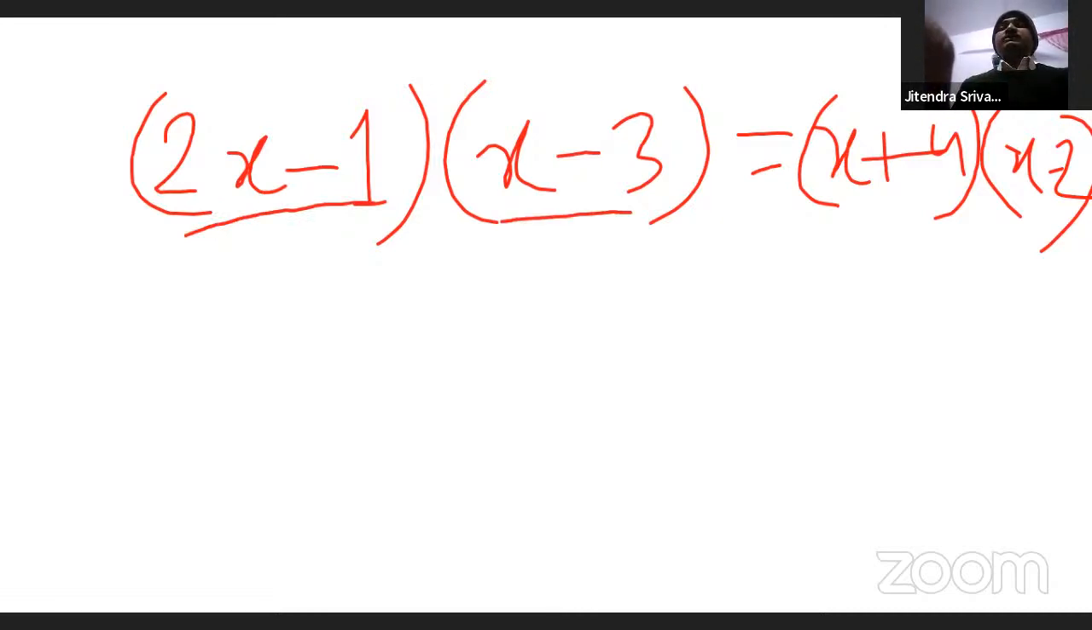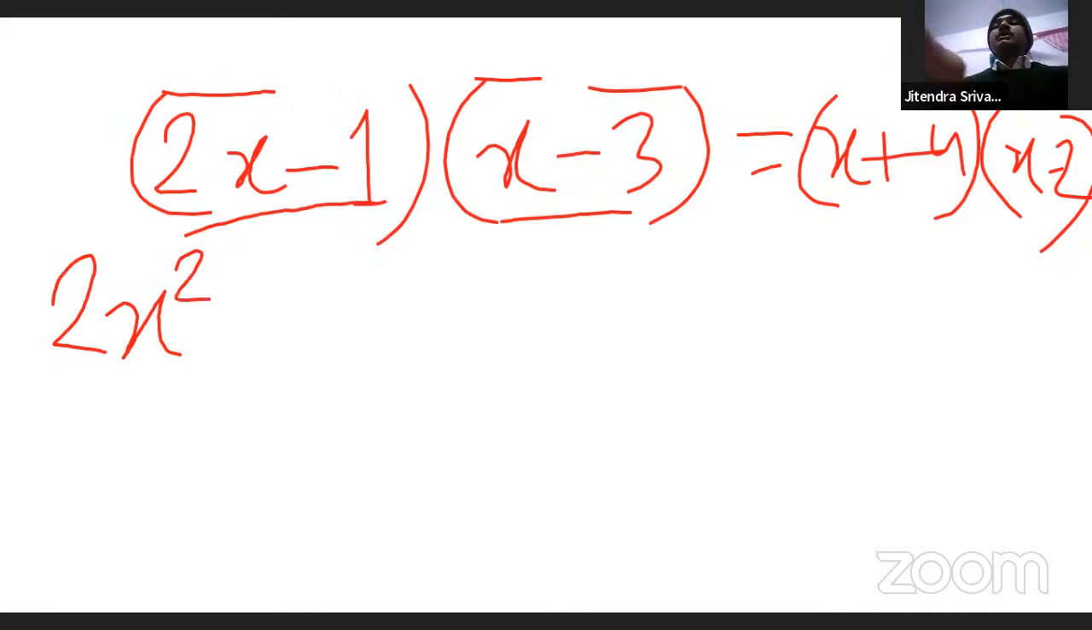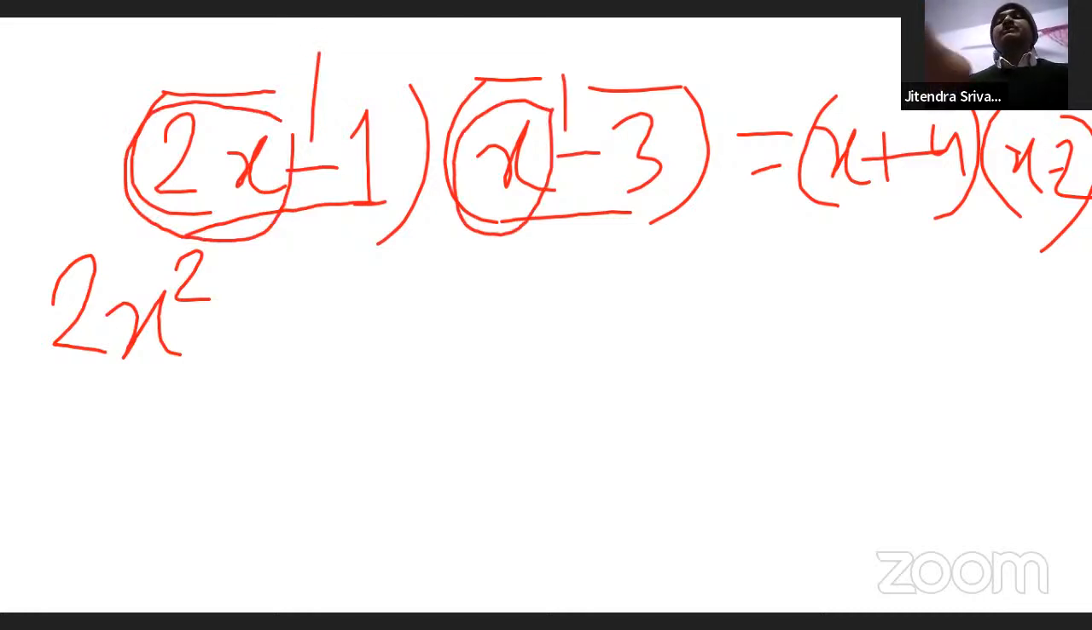So first of all, we will take 2x and multiply it with x and minus 3. Now if we multiply 2x with x, then the value will be 2x square. How? Because 2x has the power of 1 and this x has also the power 1. So when the base is the same, then the powers will be added. So it will be 2x square. Now we will multiply 2x with minus 3. Then the value will be minus 6x, 2 3s are 6 and the x will remain the same.